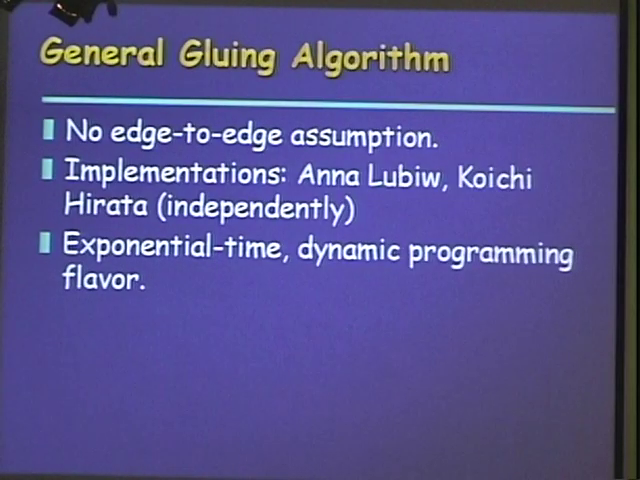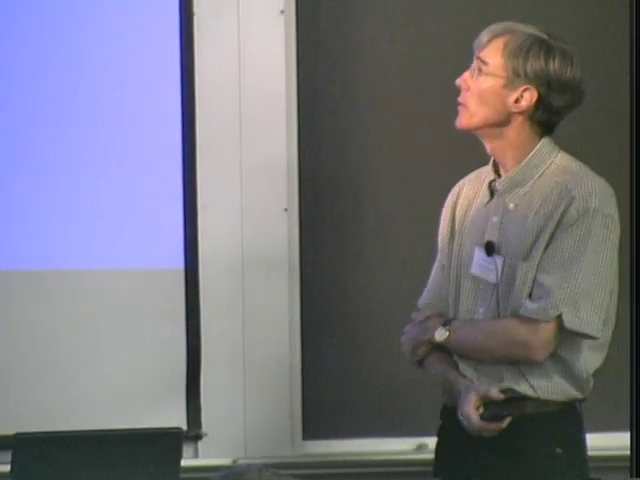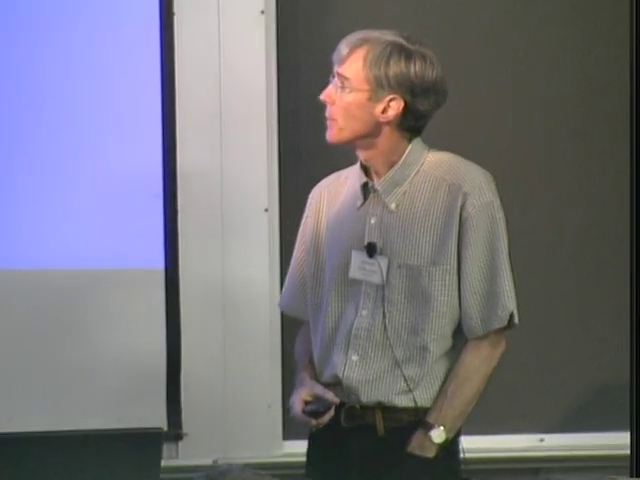We extended this work to remove the edge-to-edge assumption and just stick to any Alexandrov gluing. And Anna Lubiw and, independently, Koshiro Harada in Japan implemented this algorithm that would list all the Alexandrov gluings. And of course, it's exponential time because it has to list them all, and there can be an exponential number. But I believe even if there are not an exponential number in this case, it still takes exponential time. And it has a dynamic programming flavor.